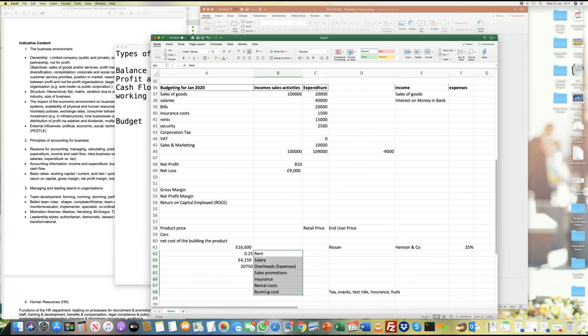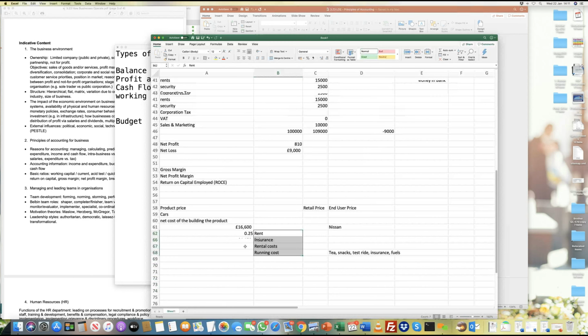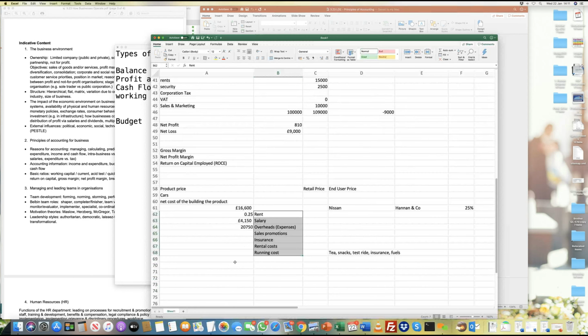Right? So if this car is sold to the customer at 20,750, the next question as a director of the company is, how much gross profit are you making? How much net profit are you making? Right? So how do we calculate gross profit?